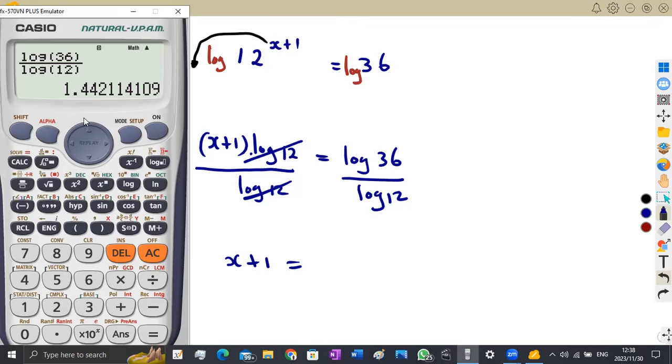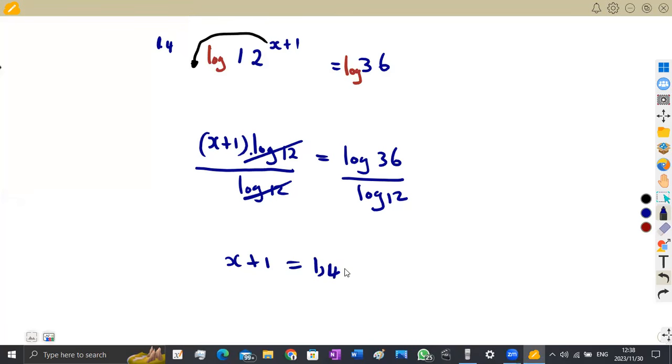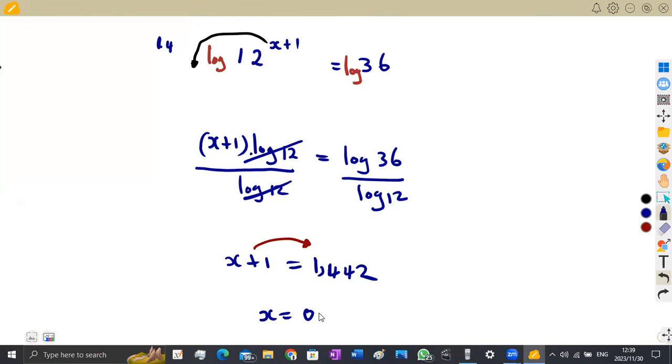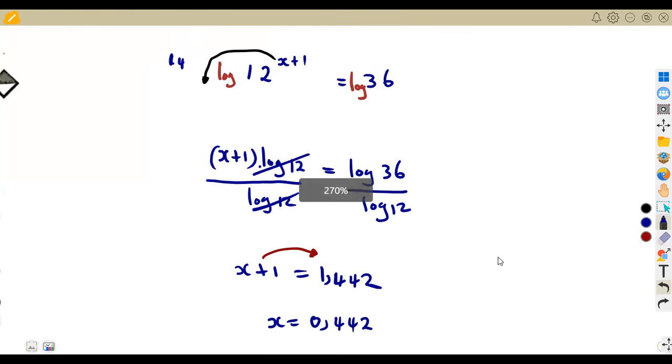So this is going to give you 1.442, something like that. Then to find x, you're just going to transpose the 1 to the other side of the equation. It becomes a negative on that side. So x is going to be 1.442 minus 1. This is going to give us 0.442. So our x is 0.442, to 3 decimal places. So that is how we could have calculated the value of x.